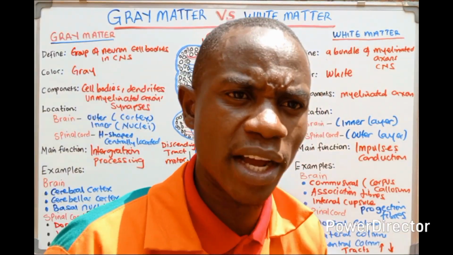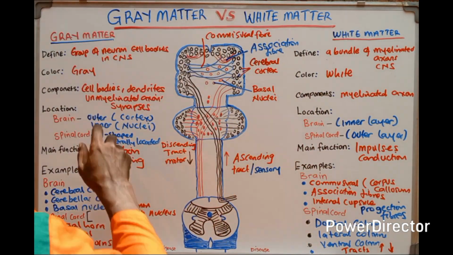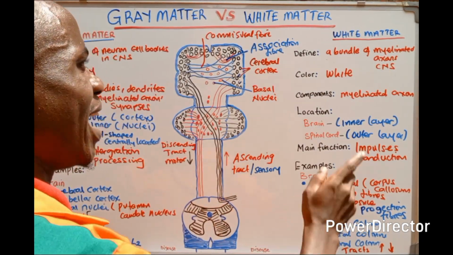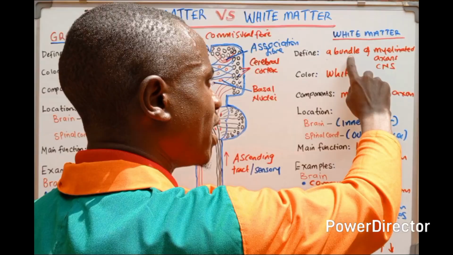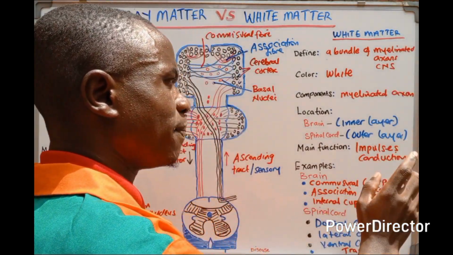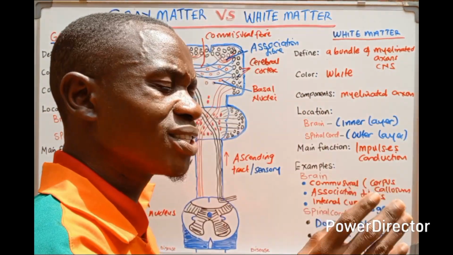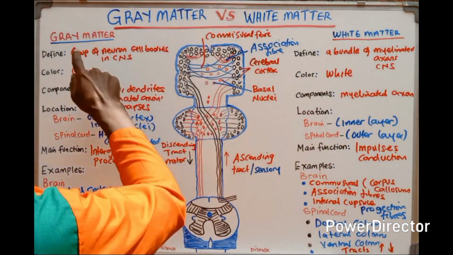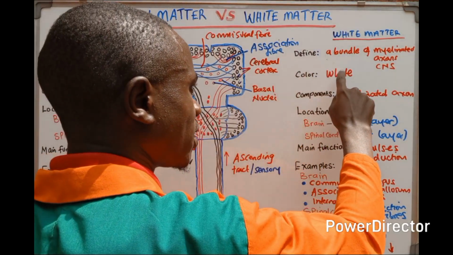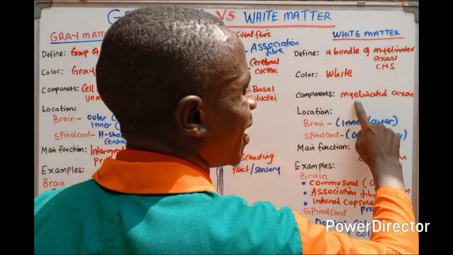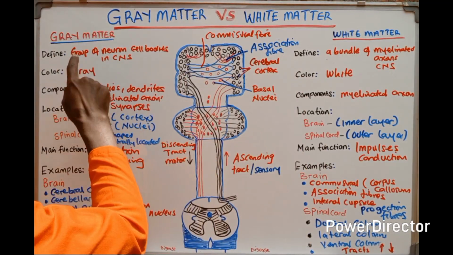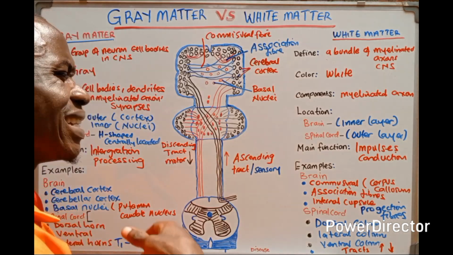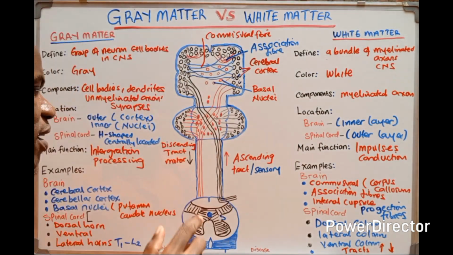Let's have a very quick recap of what we have just said. We said that the definition of the gray matter is the group of neuron cell bodies in the central nervous system. Okay, and then the white matter is the bundle of myelinated axons in the central nervous system. If you have a bundle of myelinated axons in the peripheral nervous system, that qualifies to be a nerve. Okay, and then we said that the gray matter is gray, and of course white matter is white. It is white because of the myelinated axons, and the gray matter is gray because of the cell bodies, dendrites, some myelinated axons, and even some of the synapses and glial cells.